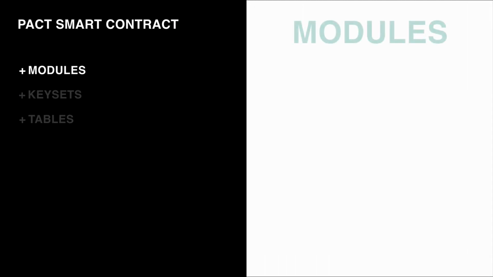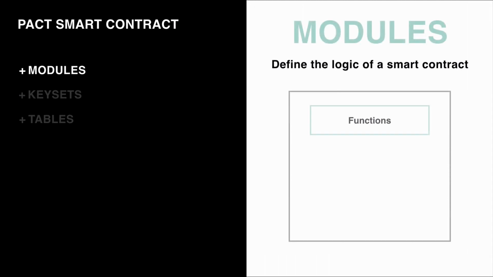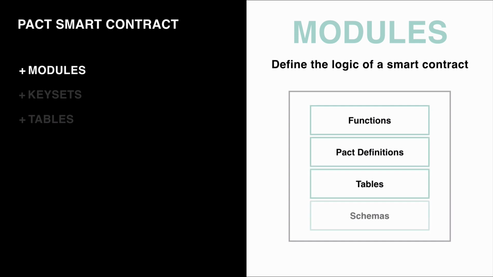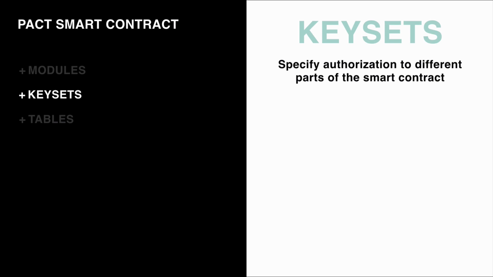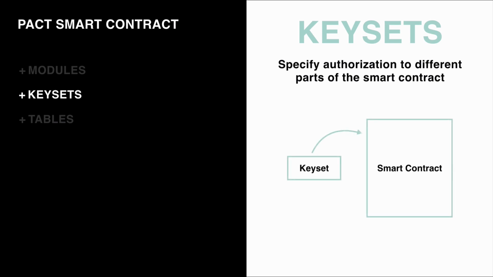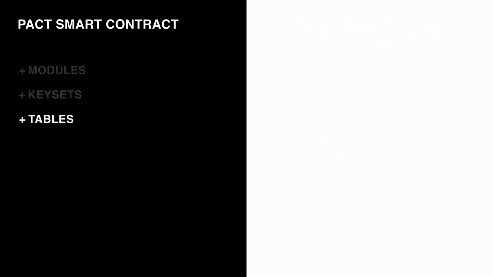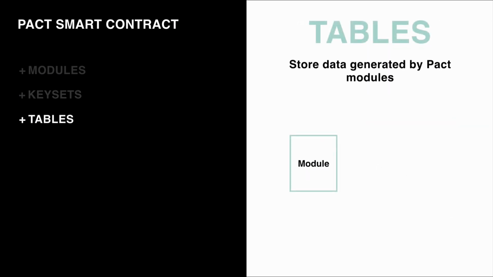Pact smart contracts contain three core elements: the module, key sets, and tables. First, a module defines the logic of a smart contract. It contains functions, Pact definitions, tables, and schemas. Next, Pact key sets specify authorization to different parts of the smart contract. They determine which accounts have access to which parts of the program. Finally, tables store data generated by Pact modules. These tables have a key row structure and support schemas as well as a versioned columnar history.